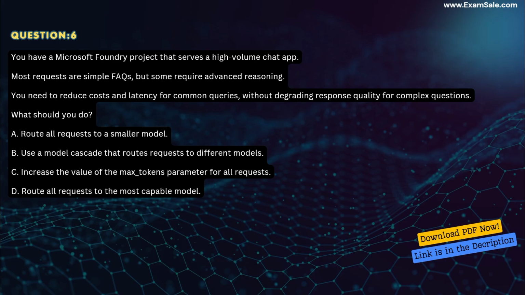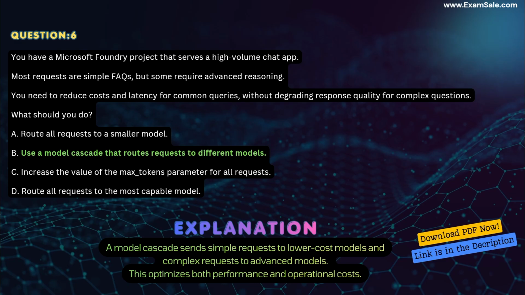B. Use a model cascade that routes requests to different models. C. Increase the value of the max_tokens parameter for all requests. D. Route all requests to the most capable model. Correct answer: B. Use a model cascade that routes requests to different models. Explanation: a model cascade sends simple requests to lower-cost models and complex requests to advanced models. This optimizes both performance and operational costs.